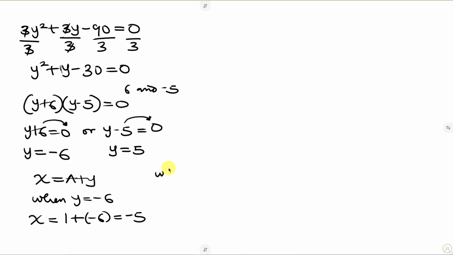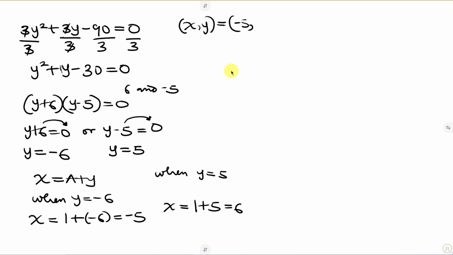Now, when y this time is equal to 5, we substitute here once again. So we have x equal to a. A is 1 plus 5, which is the value of y, and this gives 6. So the pair of solutions that we have for x and y from here is x equal to negative 5 when y is negative 6. And we have x to be 6 when y is 5.